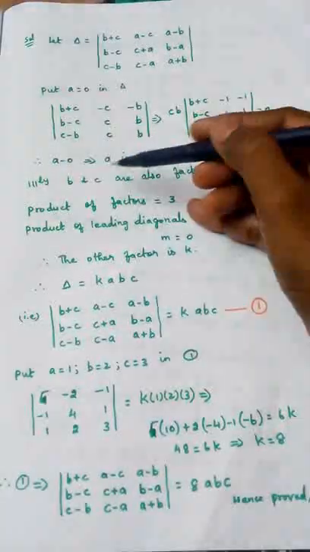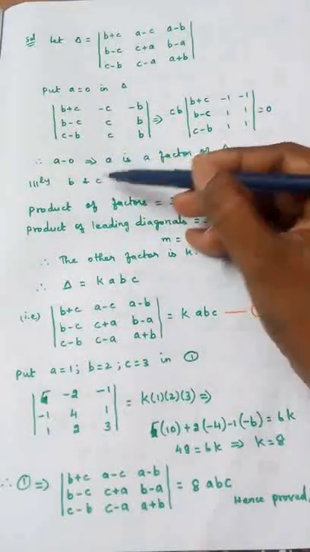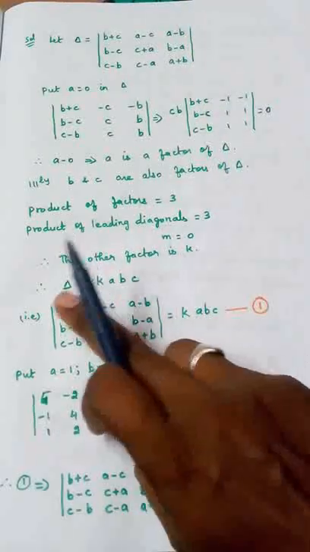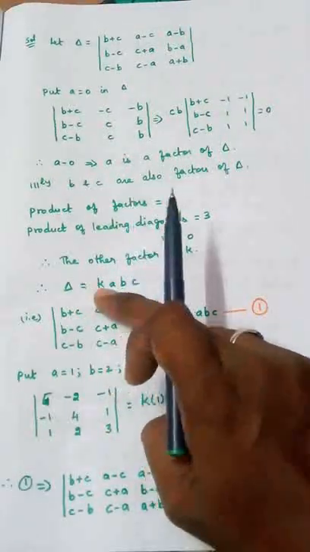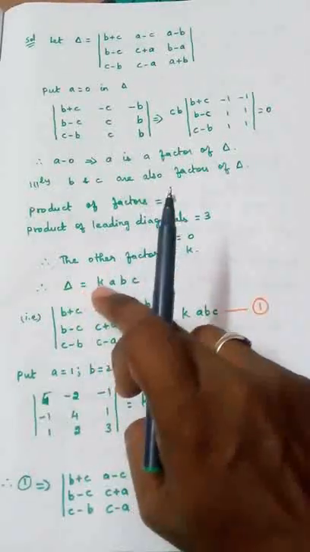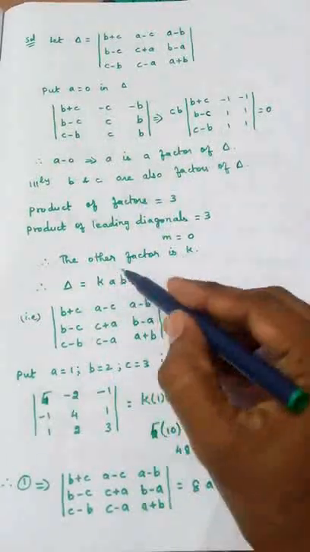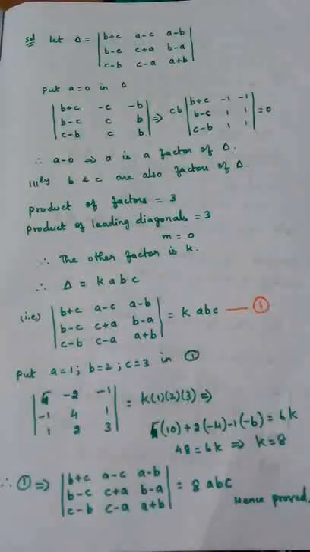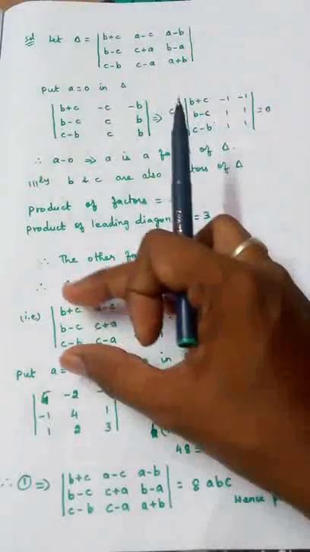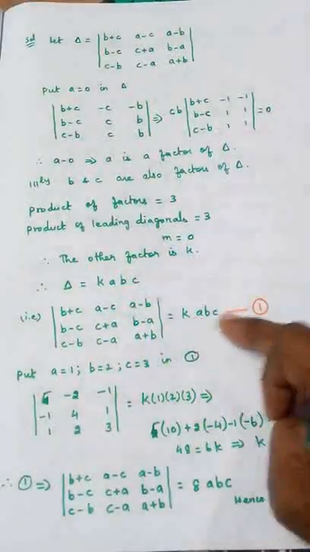Already we found out 3 factors. What are they? A, B, C. Now the other factor is K. So this delta can be written as delta is equal to K is one factor, A, B, C are the other 3 factors. So delta can be written as the product of 4 factors, K, A, B, C. Now what is delta? The question. So just take this and write in place of delta, K, A, B, C.